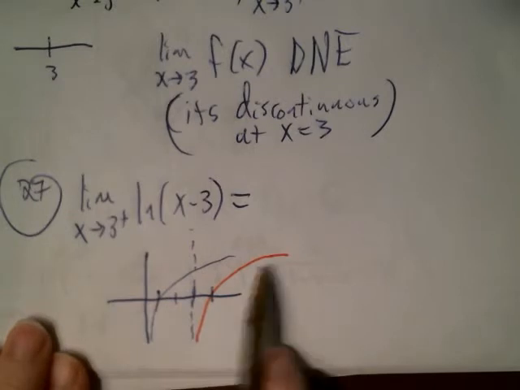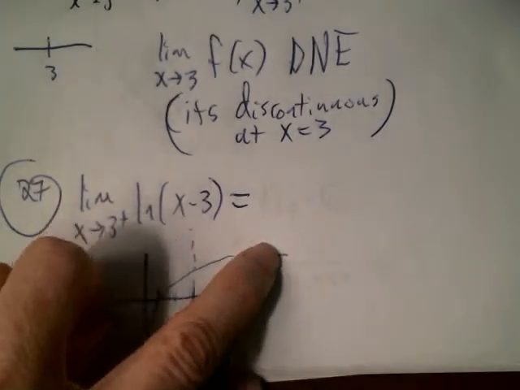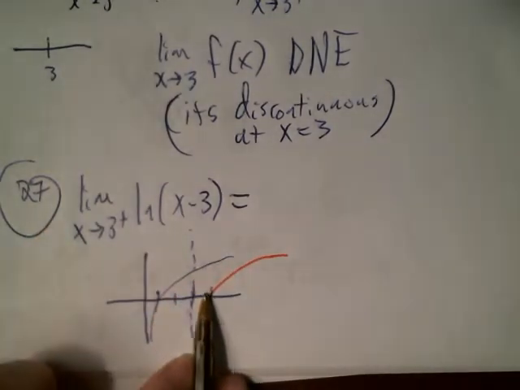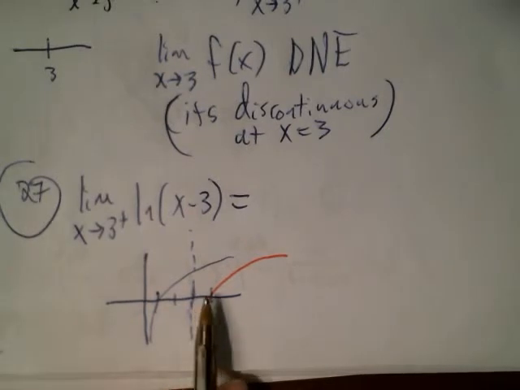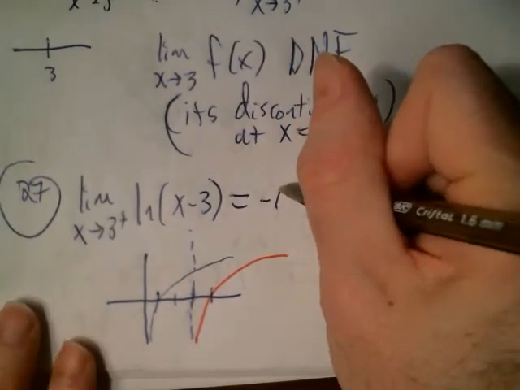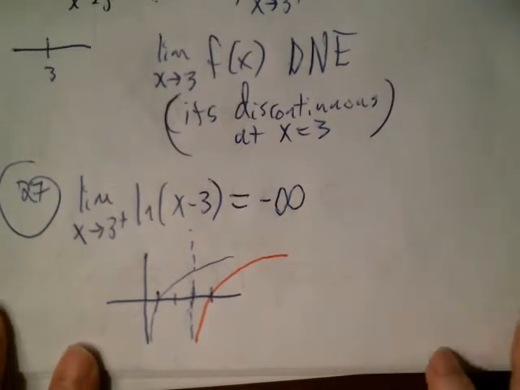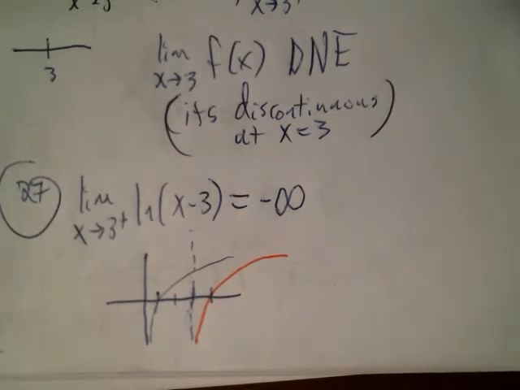And of course, our shifted version looks like this. So as x goes to 3 from the right, the y values are going down, down, down, right, to negative infinity. So the limit does not exist. It's not continuous there. And we'll describe that limit then as negative infinity. Okay.